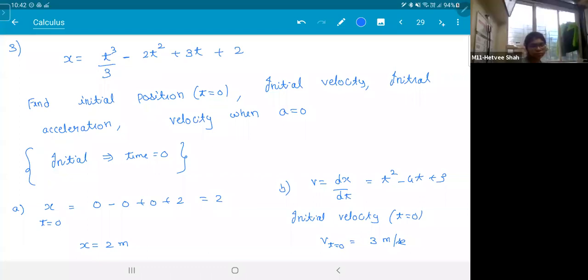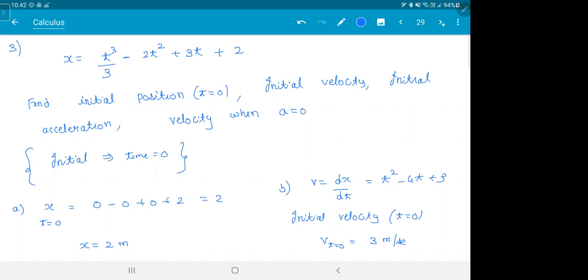So for initial velocity, can't we take x upon t? No, x upon t is not velocity. It is dx by dt, change in position by change in time. Okay.